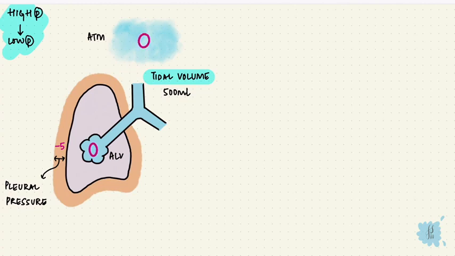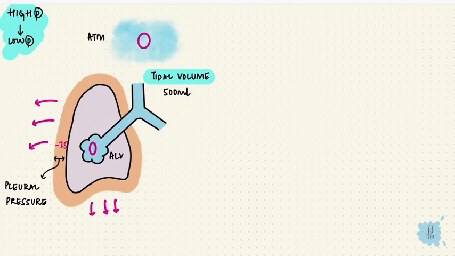Now for the tidal volume to enter, the alveolar pressure has to become negative. The diaphragm contracts, the lungs expand, alveolar pressure goes down to -1, and the pleural pressure becomes more negative at -7.5. Air flows from high pressure to low pressure. So now from the atmosphere into the lungs, the tidal volume has entered. At the end of inspiration, the alveolar pressure comes back to 0.